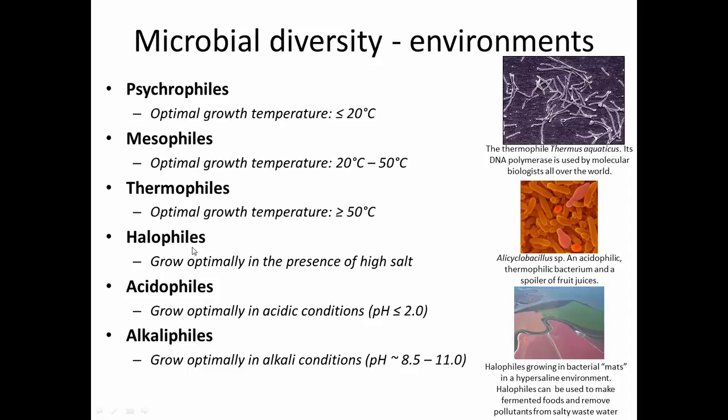Halophiles will grow optimally in the presence of salt. They can grow in these bacterial mats in these very hypersaline environments. They can be used to make things like fermented foods, so they can be used to make things like sauerkraut. And they can remove pollutants from salty wastewater. So they have a lot of value there. Acidophiles grow optimally in acidic conditions. So if you can imagine, they grow in pH of less than 2. Alkalophiles can grow optimally in alkali conditions, so high pH conditions.